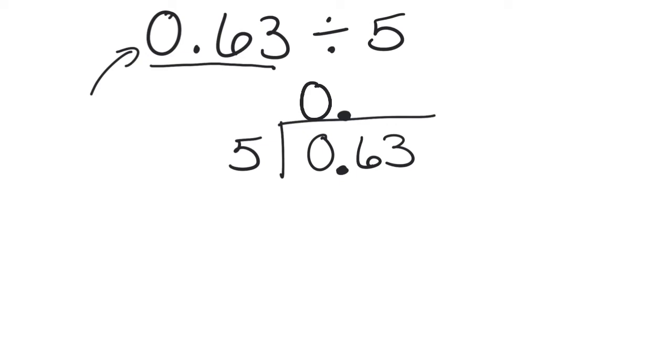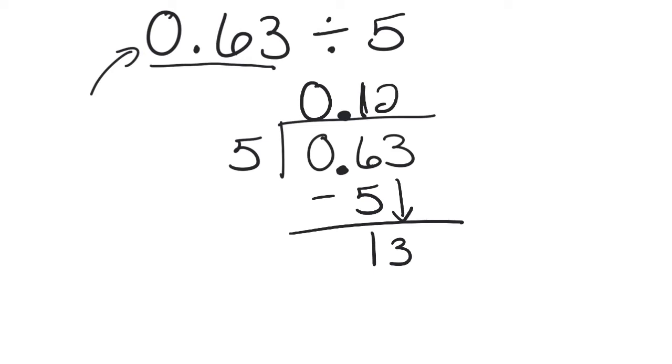So next I'm going to go over to the 6. How many times will 5 go into 6? Well, we know it goes in there one time. And then I'm going to subtract 5 from here. So we have 1 left over. We're going to drop down our 3. 5 goes into 13 2 times. That would be 10. We have 3 left over.